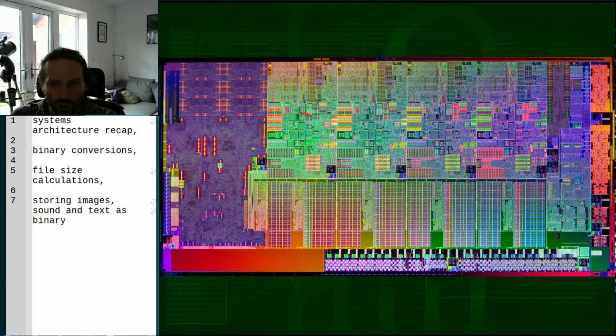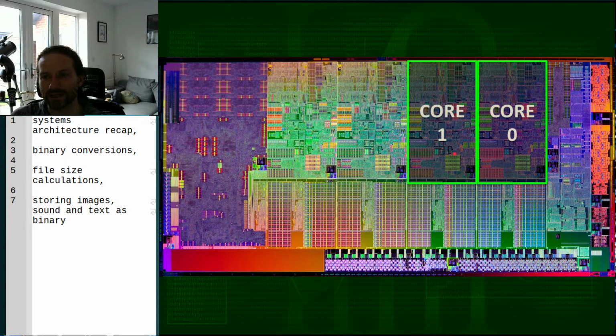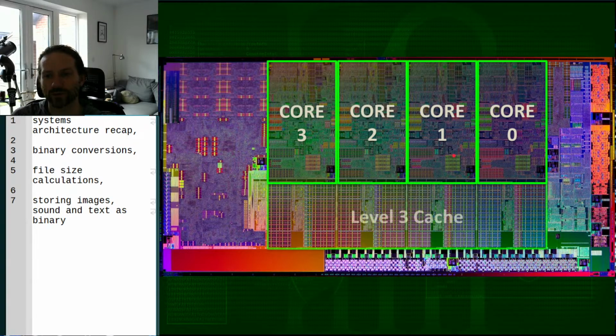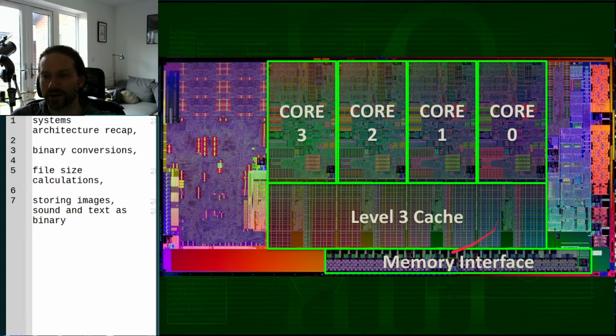Each core has its own set of registers, its own CU, its own ALU, right? So that's why they all look identical. Down here is the shared cache. This bit here is the memory interface. Here's core 0, core 1, core 2, core 3. This is the level 3 cache, which is shared by all of them. They also have level 1 and level 2 cache. Don't worry too much about that. But here is the memory interface. We have all of these separate cores, but they share the same memory interface, right?